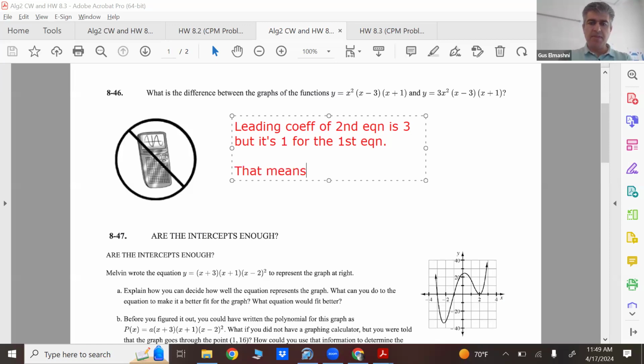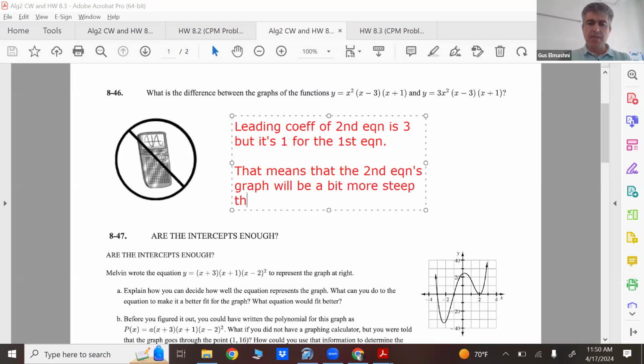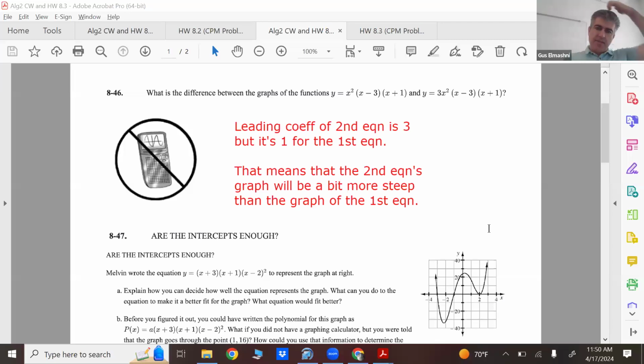That means that the second equation's graph will be a bit more steep than the graph of the first equation. That's all that really tells us. So we can do this without using a graphing calculator or Desmos. Just think about it, right? They're pretty much the same thing. The only difference is the leading coefficient, right?